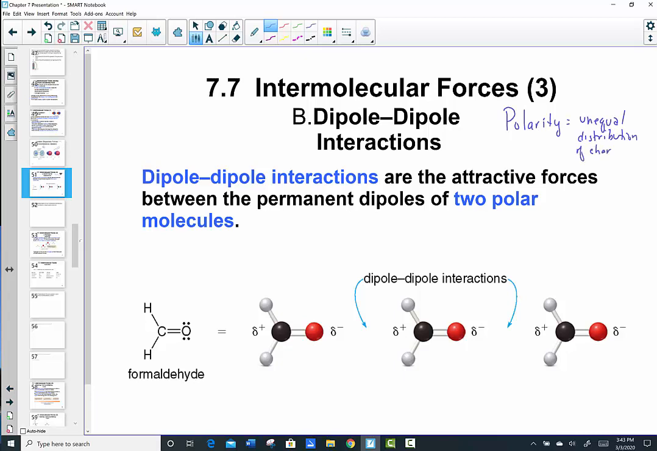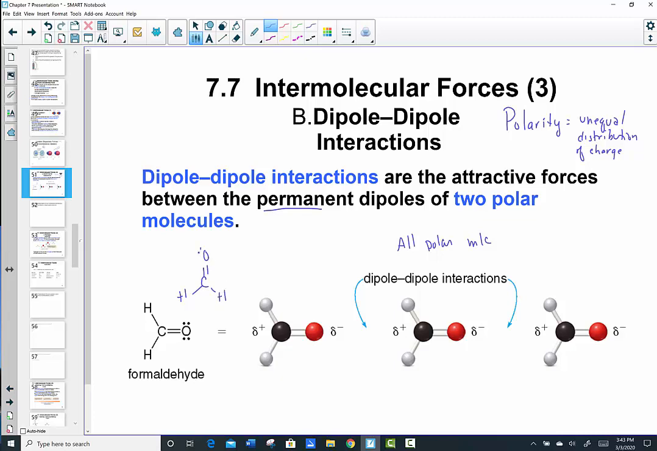In a dispersion force, it was temporary. But in a dipole-dipole force, these are permanent dipoles. So that's based on the polarity of the molecule. All polar molecules exhibit dipole-dipole interactions. Let's take a look at drawing a simple compound such as formaldehyde.